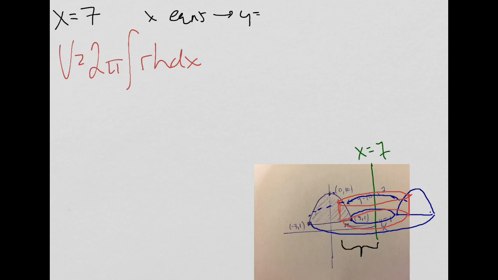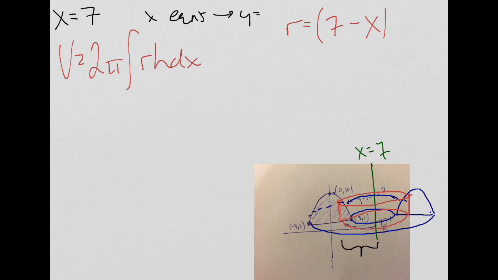So I like to do either top minus bottom or right minus left. Since we're going side to side, I'm going to do right minus left. Remember, I want things with x's in them. So the right side is this x equals 7. So this is my R. R equals, the right side is 7. The left side is this point right here, which is the x value of that parabola right there. So I just take 7 minus the x value of the parabola.